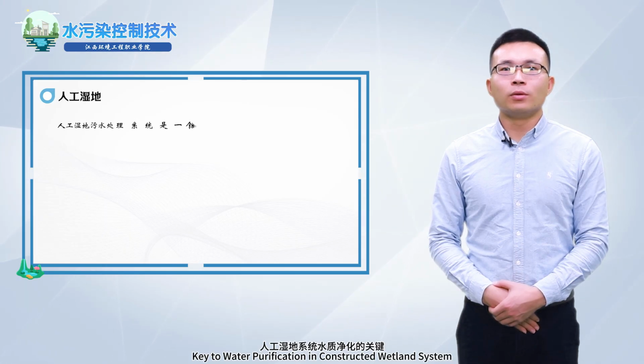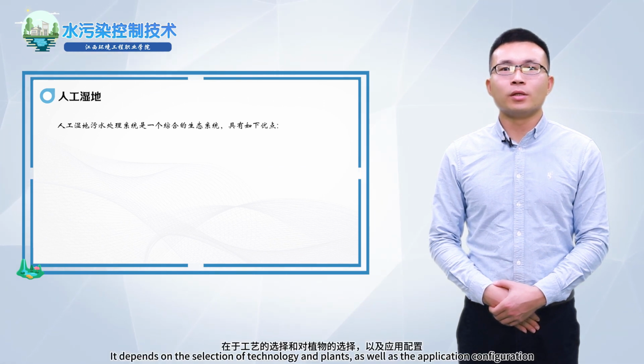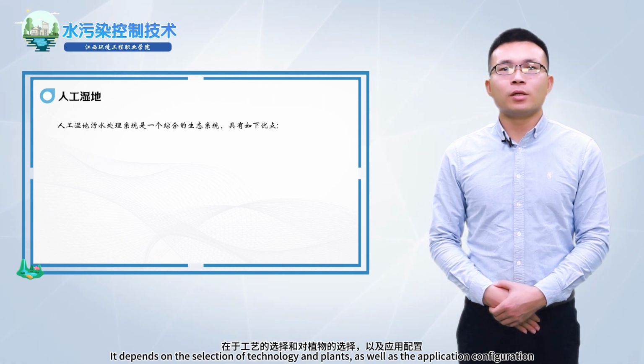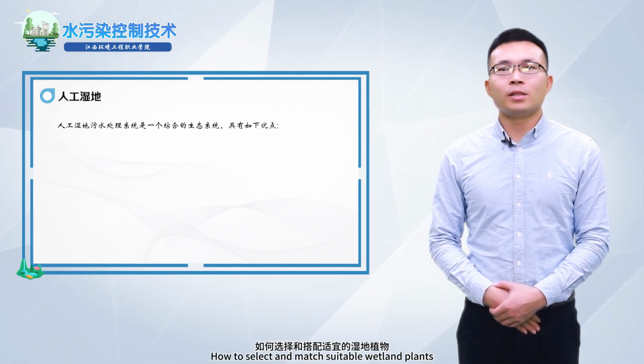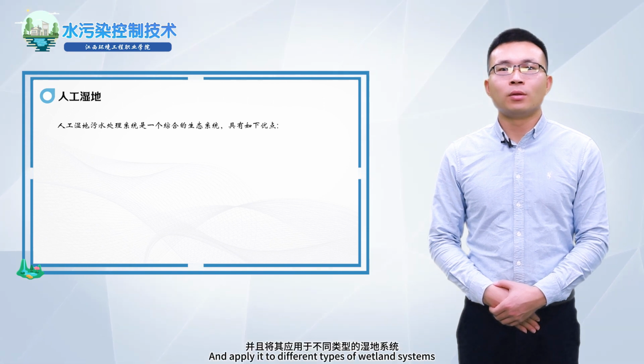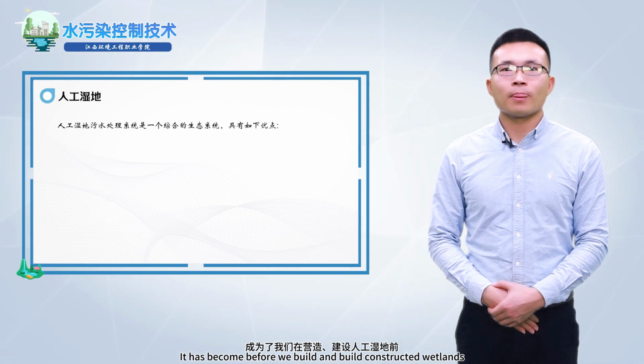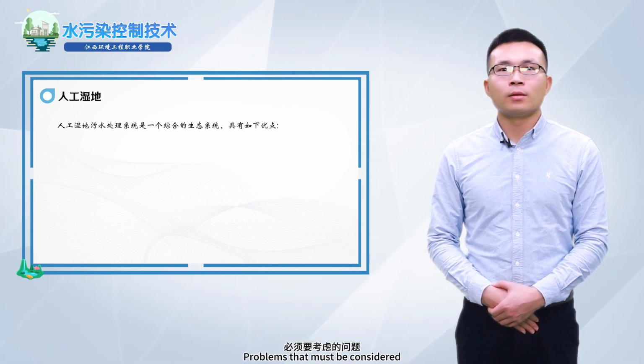The key to water purification in a constructed wetland system depends on the selection of technology and plants, as well as the application configuration: how to select and match suitable wetland plants, and apply them to different types of wetland systems. It has become a problem that must be considered before we build constructed wetlands.